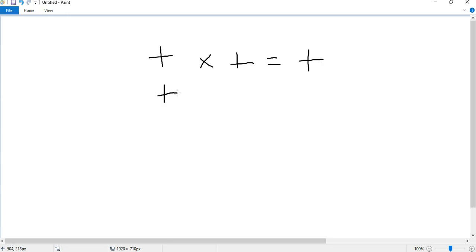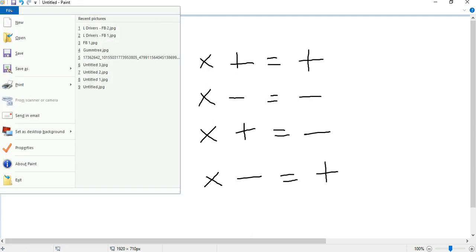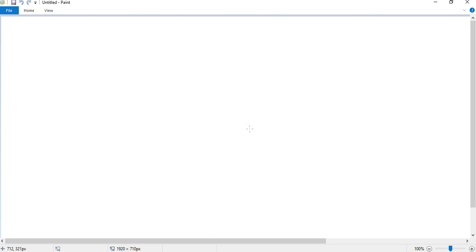When you have a positive number multiplied by a negative number, your answer will be a negative number. And when you're multiplying a negative number by a positive number, the answer again will be a negative number. And when you have two negative numbers multiplied together, they form a positive number. Let's try and do some examples to understand better.